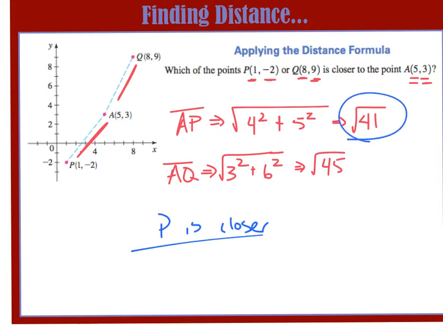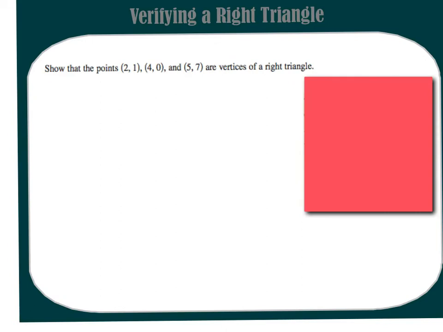Because square root of 41 is less than square root of 45. Good in the hood? So this next one, I need to show that these points are vertices of a right triangle. And I always like to sketch a graph to figure out where they're located before we do anything. You don't have to be exact with it.